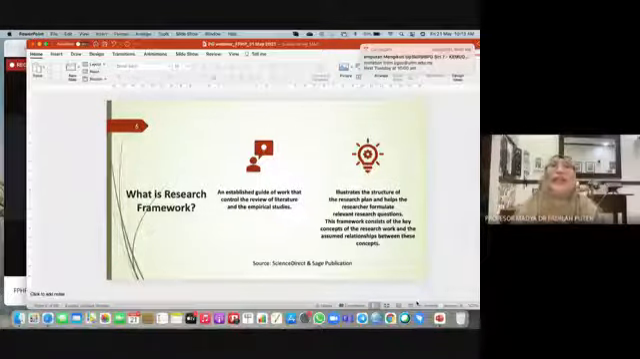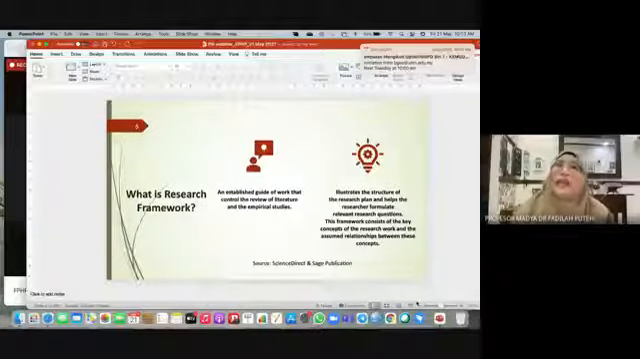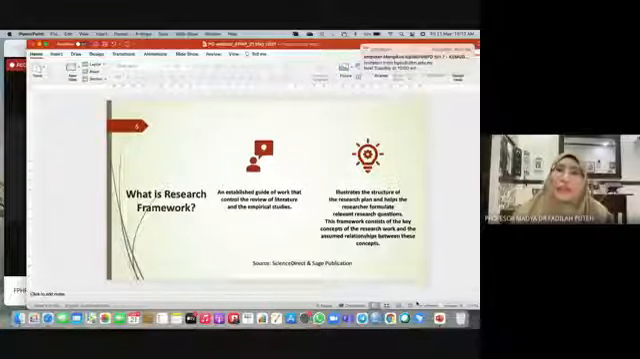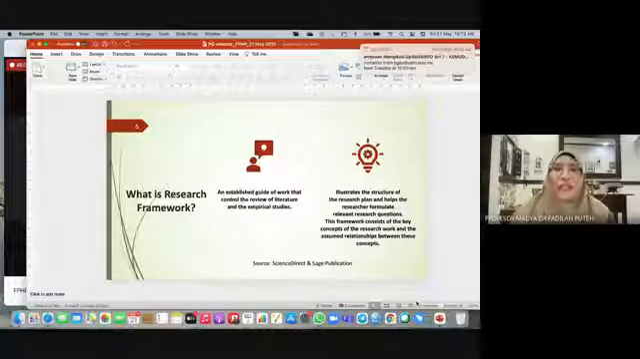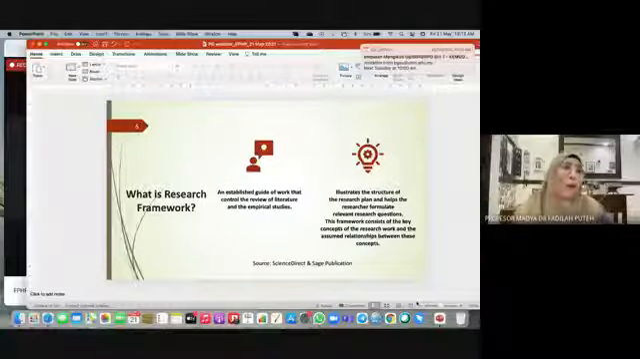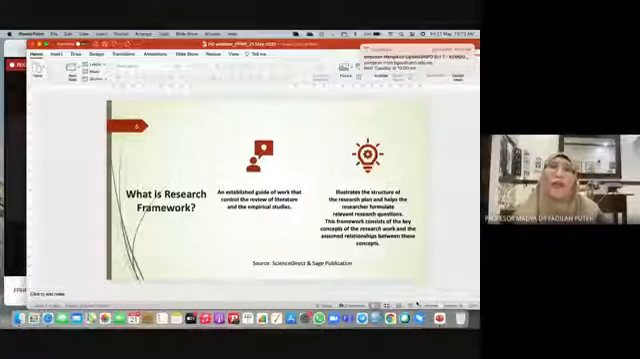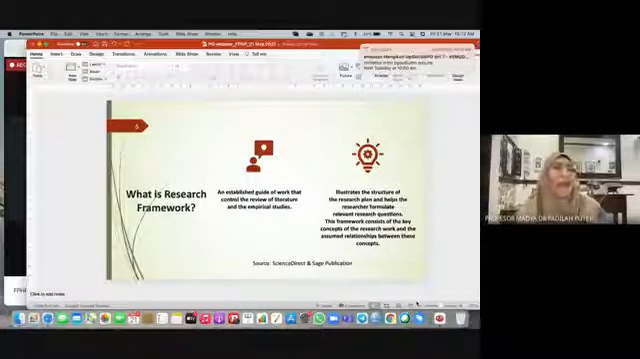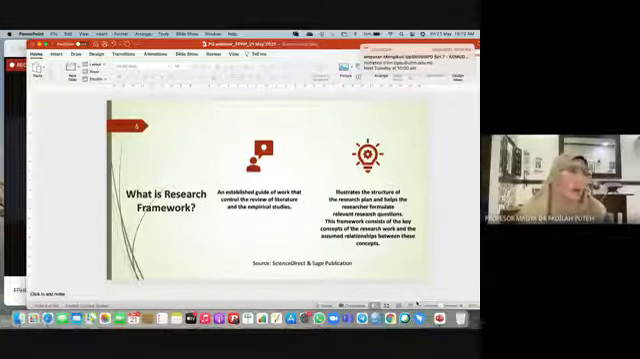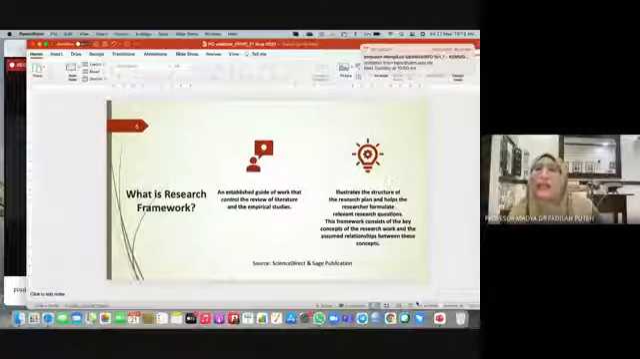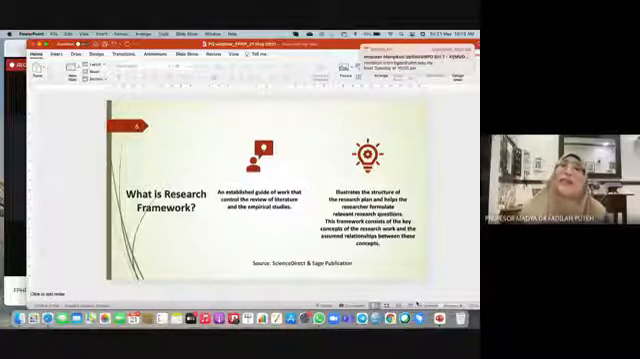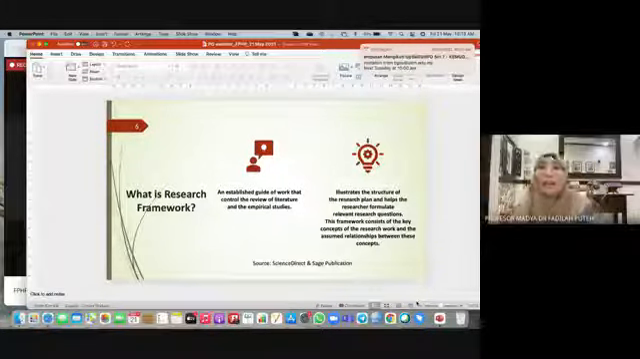Okay. So the next one, a research framework illustrates the structure of the research plan and helps the researcher formulate relevant research questions. The beauty of having a clear research framework is that when you are already clear about what you want to do, it is easy for you to formulate your research question, because you believe that the concepts or the factors you have identified have a significant relationship or a significant impact on the phenomena that you want to study.